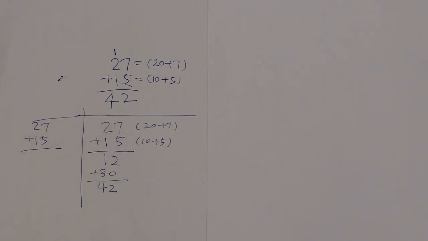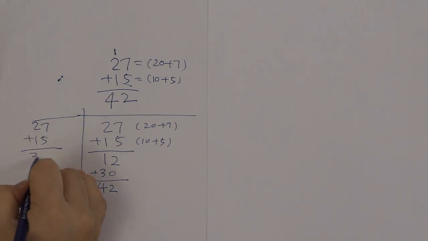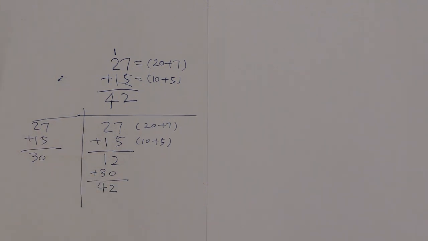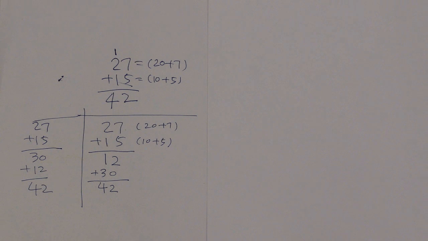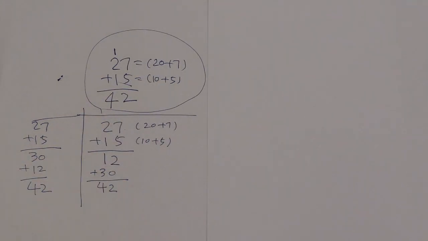tens in here? Why not? 20 plus 10 is what? 30. 7 plus 5 is what? 12. So I have 42. Same thing. But kids can see what's going on here more clearly than with this traditional algorithm.